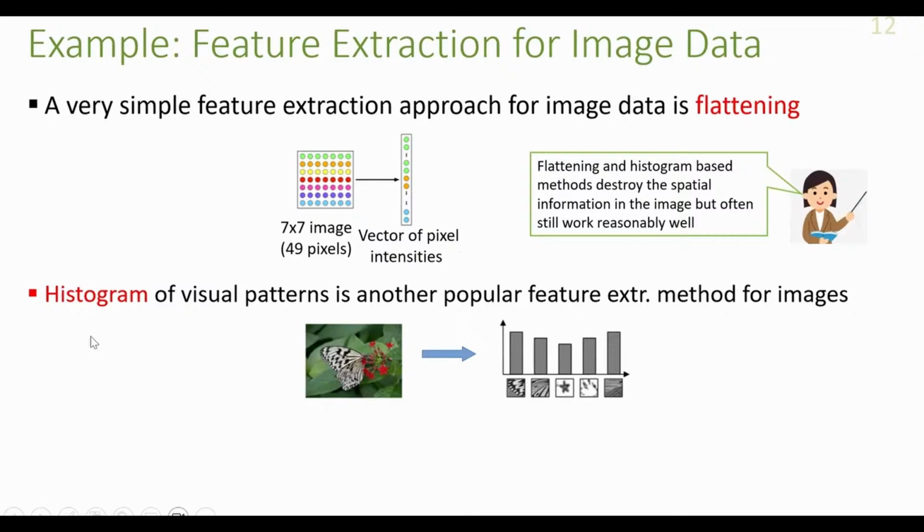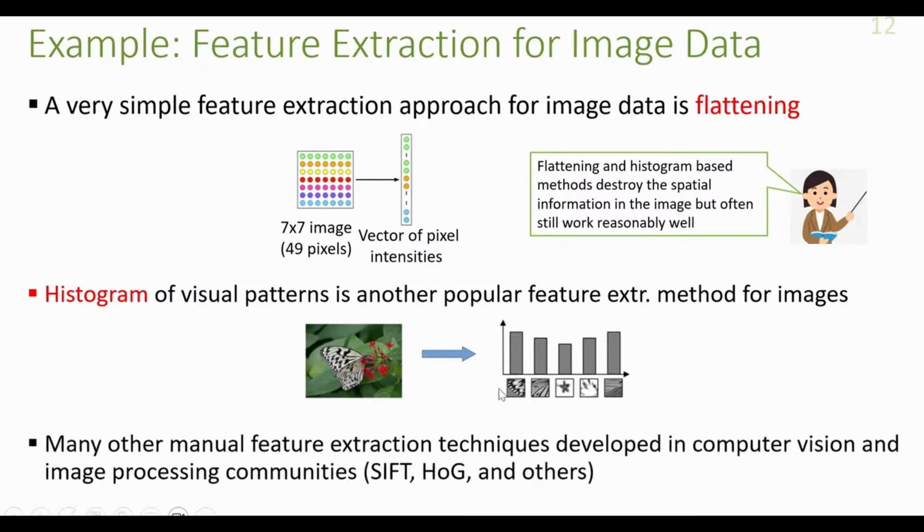The second approach is histogram. Histogram of visual patterns is another popular technique to extract features from raw images. What we will do in histogram is, on the x-axis, we will mark some patterns. For this particular image, we have several patterns. Now, we will count how many times each pattern appears in this particular image. This height will tell us the number of times this pattern occurs.